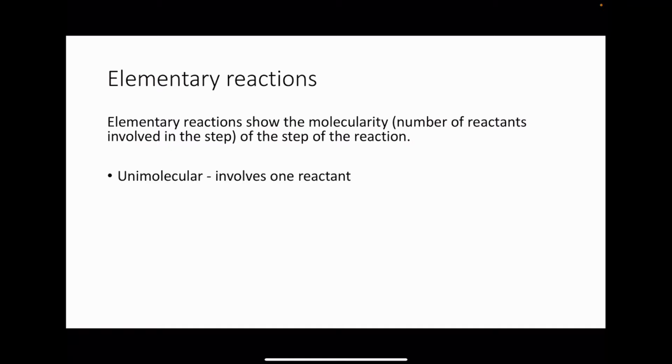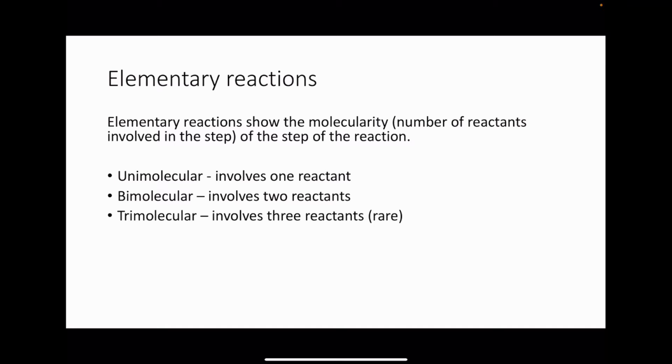So we can have a unimolecular elementary reaction, and that involves just one reactant forming products. We can have bimolecular, where you have two reactants, and we can have trimolecular, where we have three reactants. Now, trimolecular is a little rare because it isn't often the case that three molecules can come together at the same time in order to form a reaction to make products. So oftentimes it might be two and then one, and so it might be two bimolecular steps. So trimolecular is kind of a rare elementary reaction.